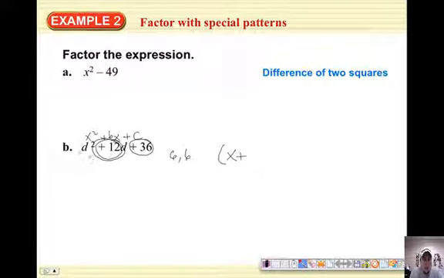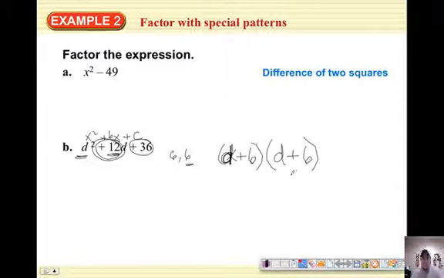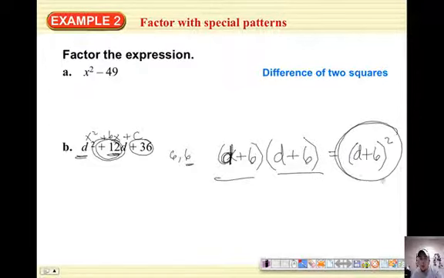No, not x, because we're using d. So d plus 6, and the other one is also d plus 6. But that's not your best answer. If you wrote d plus 6 times d plus 6, I might take a point off. This is better known as d plus 6 squared, right? Same thing. So just write it squared. That's a nice answer right there.